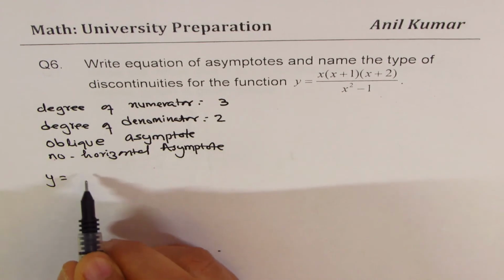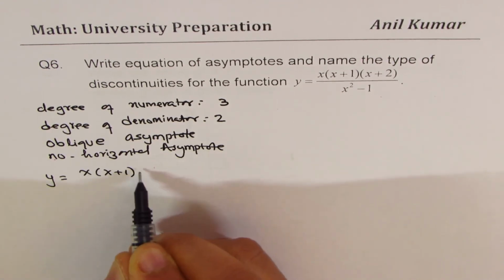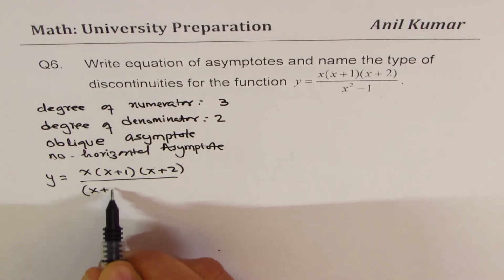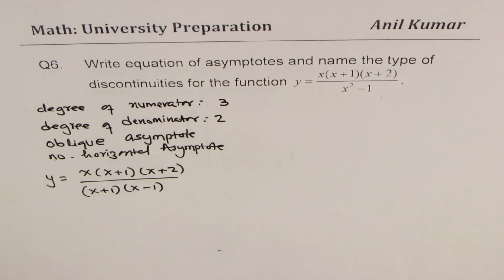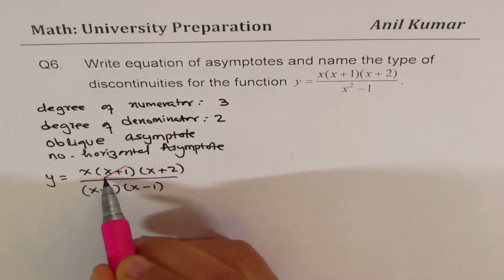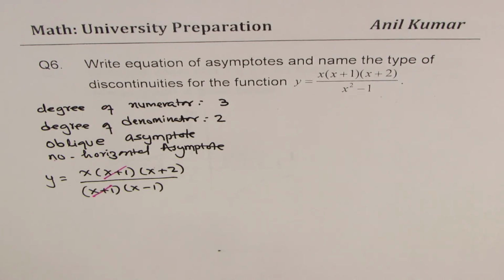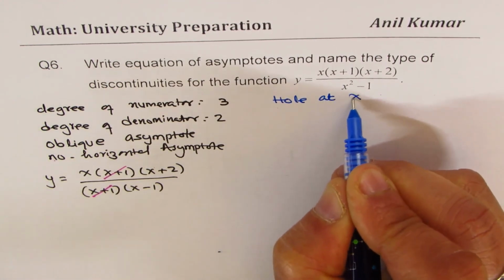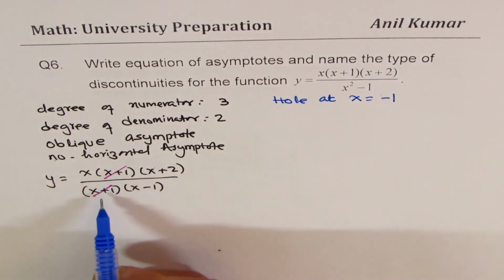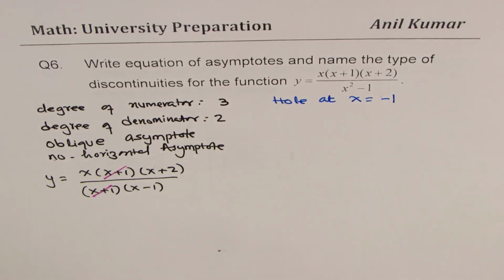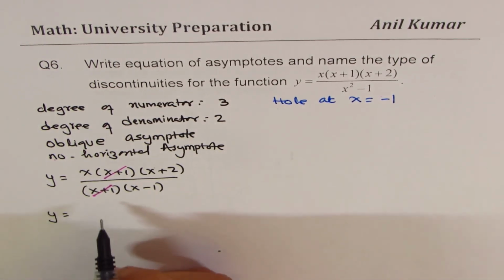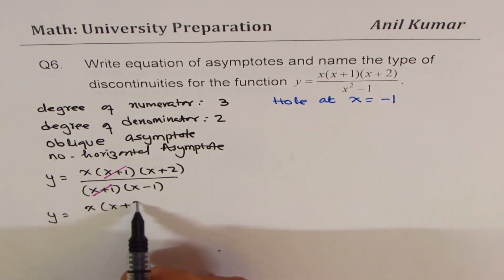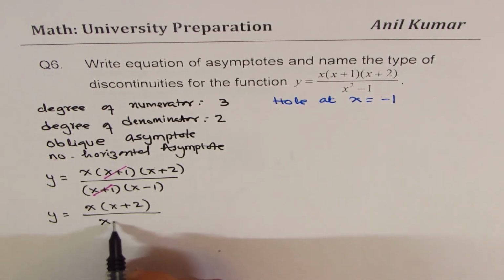So we have y equals x times (x plus 1) times (x plus 2) over the denominator. I could factor the denominator as (x plus 1) times (x minus 1) and then cancel the common term. That means one thing: we have a hole at x equals -1. You see, the common factor got cancelled. So now we could write this equation as y equals x times (x plus 2) over (x minus 1).